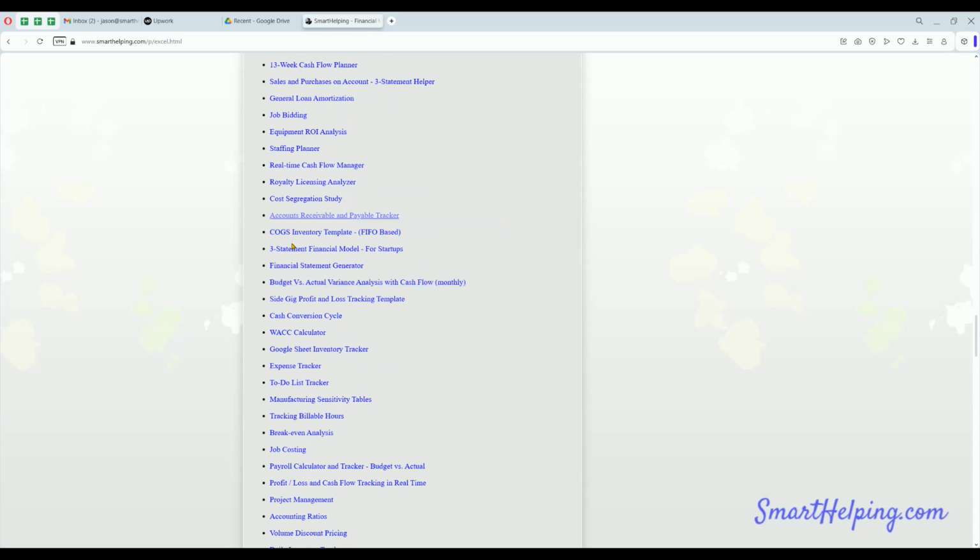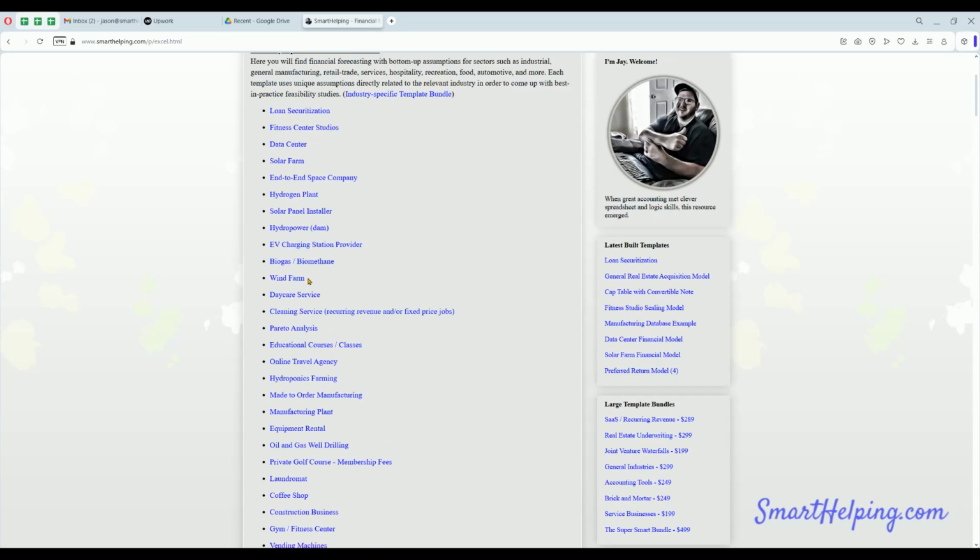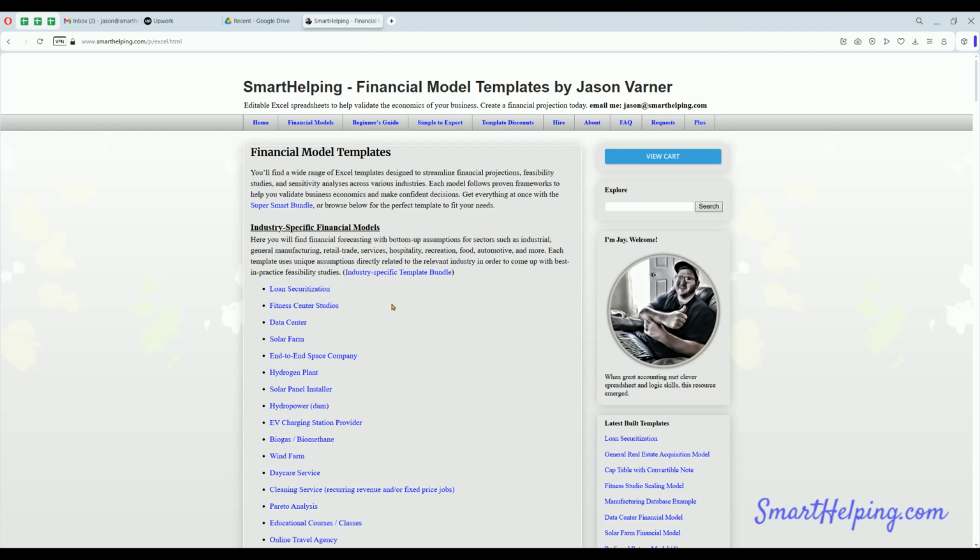Here's all the accounting templates. So I'll get all this. This will all be sorted today. The video will be up for this depreciation recapture model, and we should be good to go.